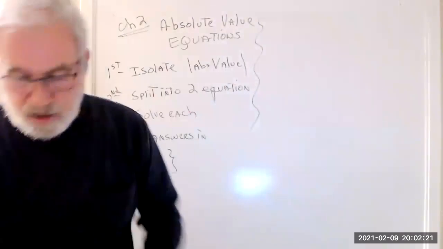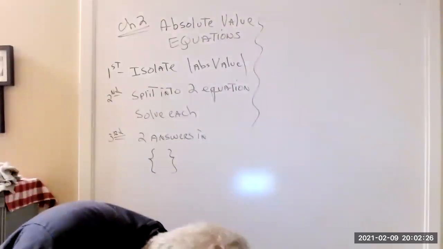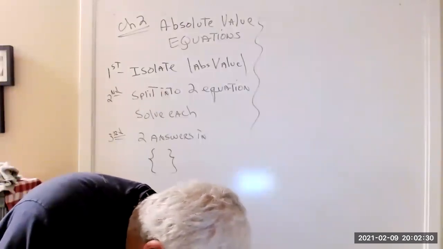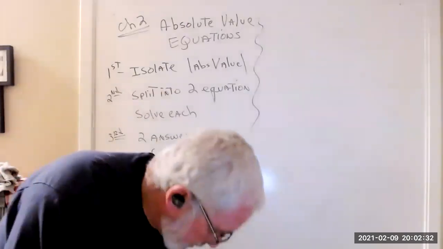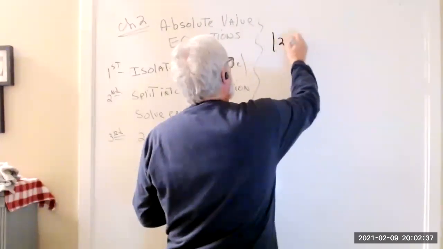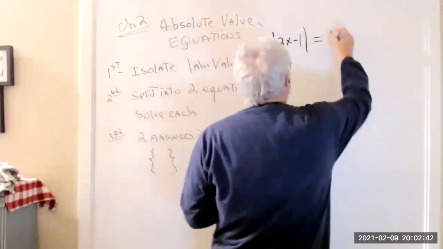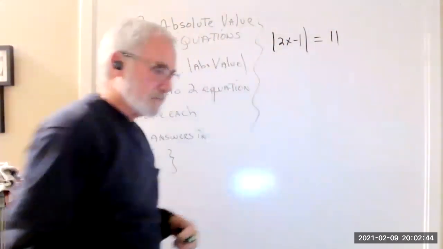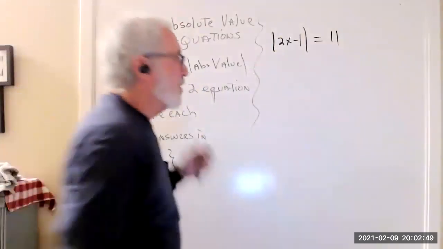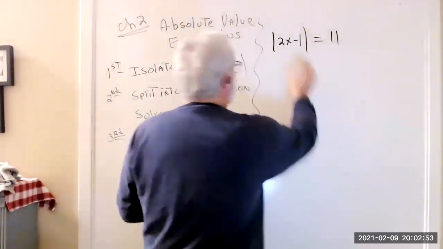I need a pin that's not dying. This one does. Okay. So let's take an easy problem. Absolute value of 2x minus 1 equals, I don't know, 11. Something like that. Okay. Let's go back before I do this problem.